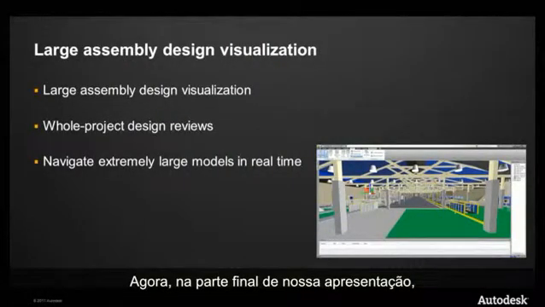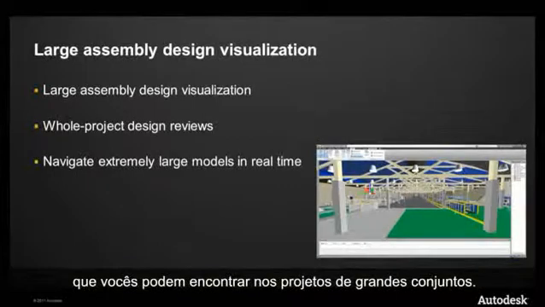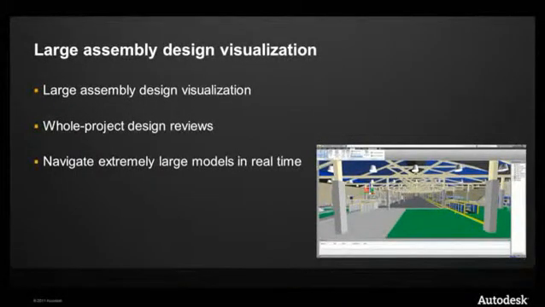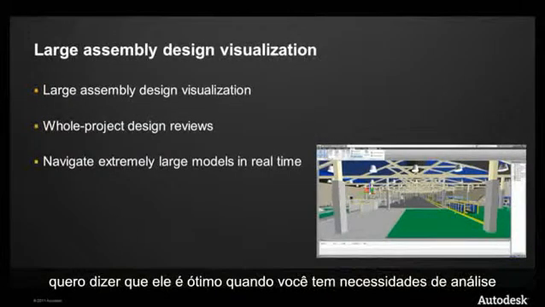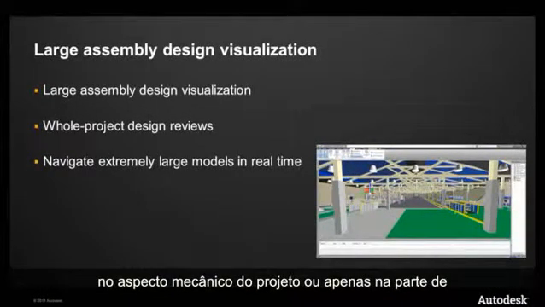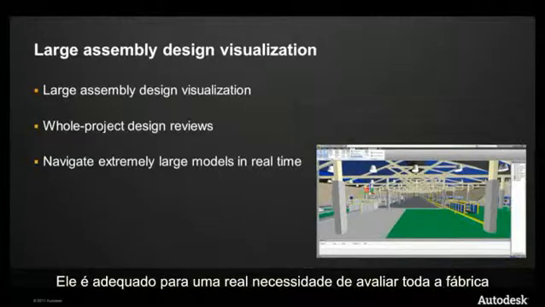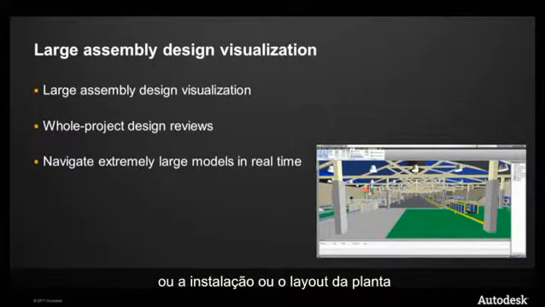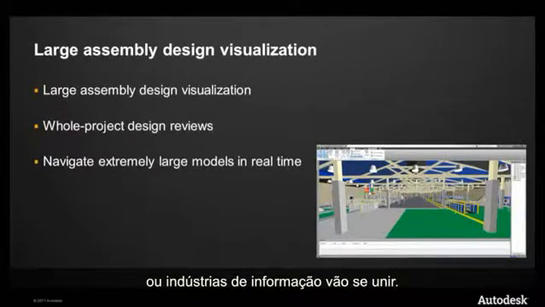Now in the final part of our presentation, there's one last tool that I want to introduce that can help with a lot of specific large assembly design visualization challenges that you may have. The product is called Navisworks, and it's great at handling whole project or complete project design reviews. What I mean by that is, it's great for when you have design review or design visualization needs that go far beyond just focusing on the mechanical aspect of a design or just the equipment layout part of a design, but when you need to really evaluate the entire factory or facility or plant layout to get a better understanding of how all these different facets or industries of information are going to come together.